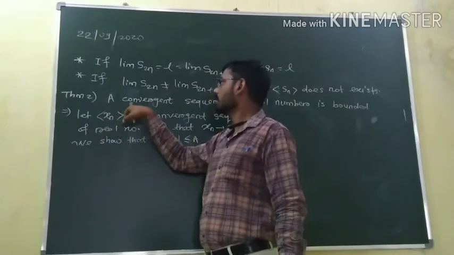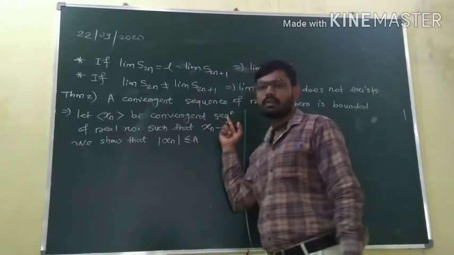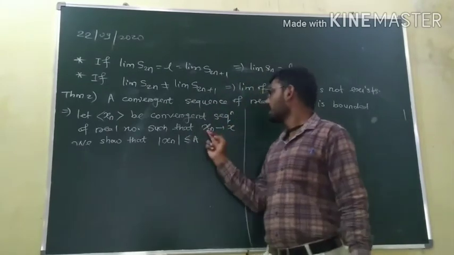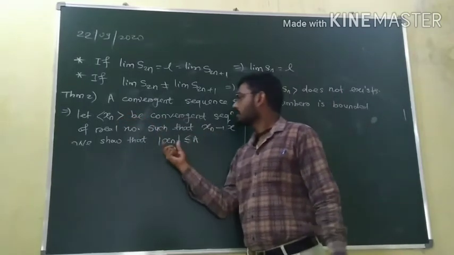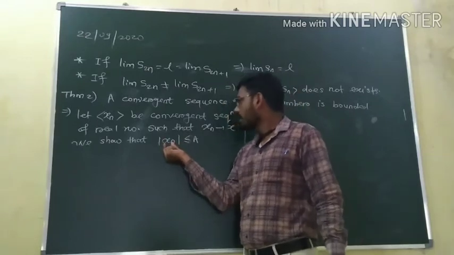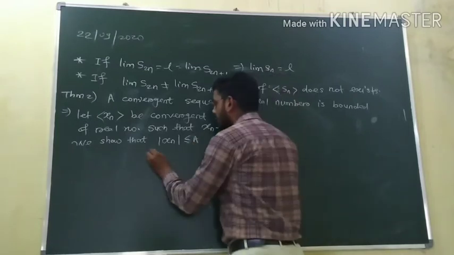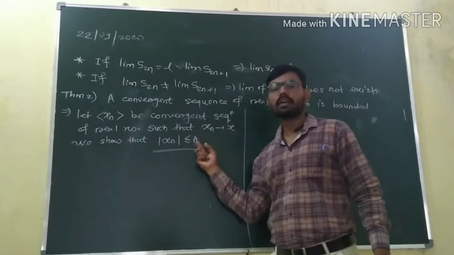We are given a convergent sequence. Let xn be a convergent sequence. What does convergent mean? That it has a limit. So say the limit of this sequence xn is x. Now we have to prove that this sequence is bounded, that is, each term is less than some number. So we have to prove that mod of xn is always less than or equal to some number A.